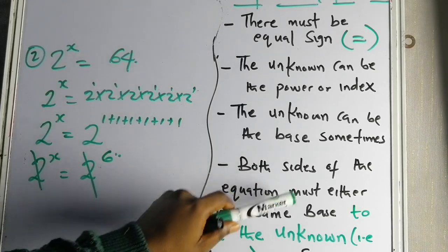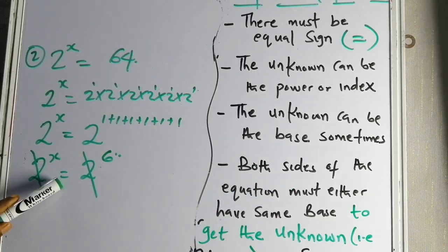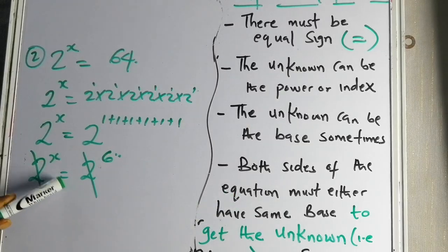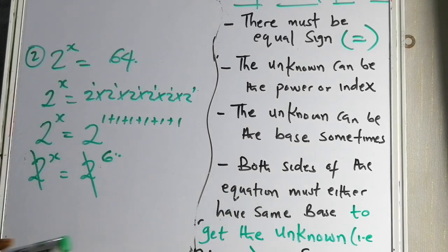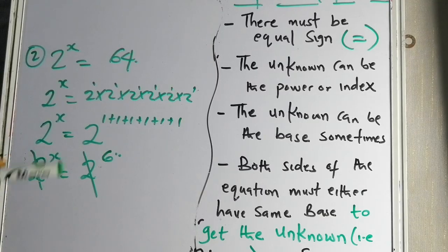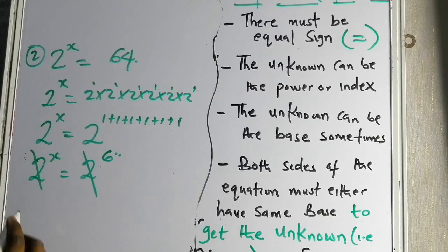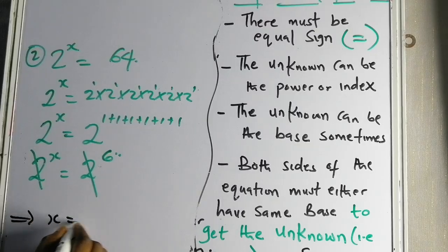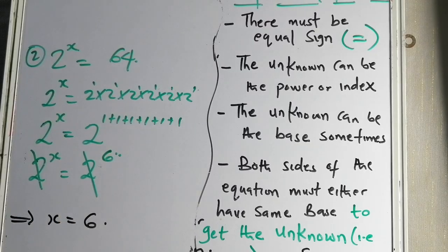That is condition 3. Both sides of the equation, this is the equal sign, must have the same base to get the unknown. What is the unknown we are looking for, which is the power? So what you now say is that this implies that x is equal to 6. You can see that this thing is just like chin chin and pure water.